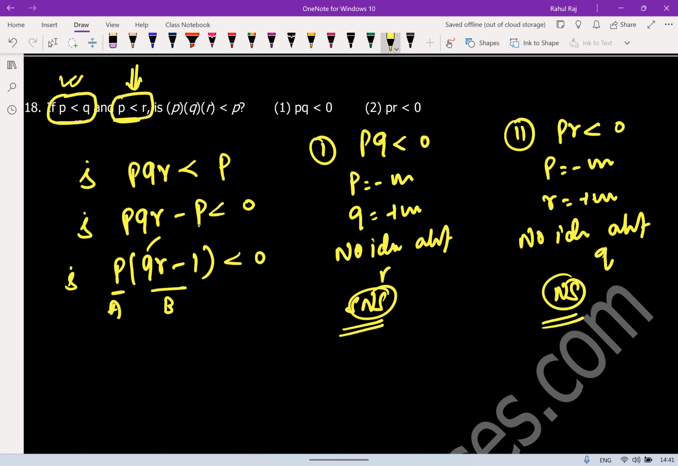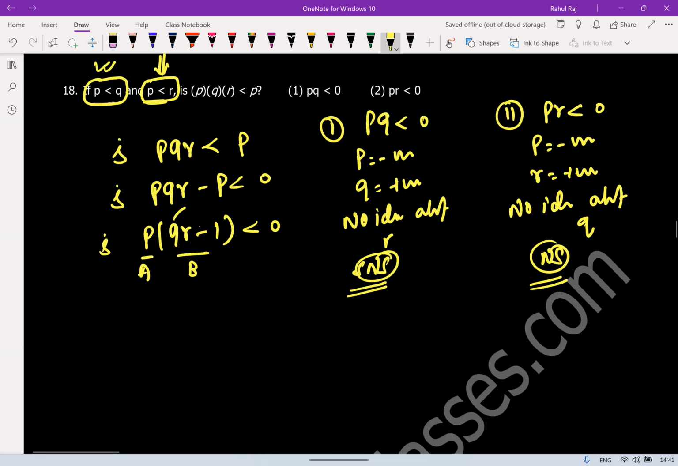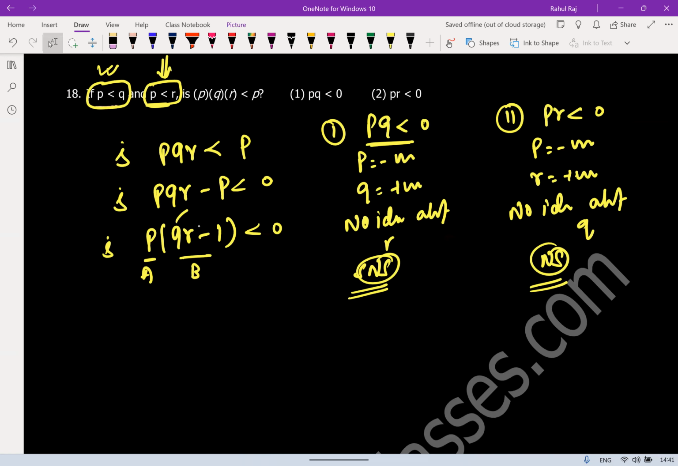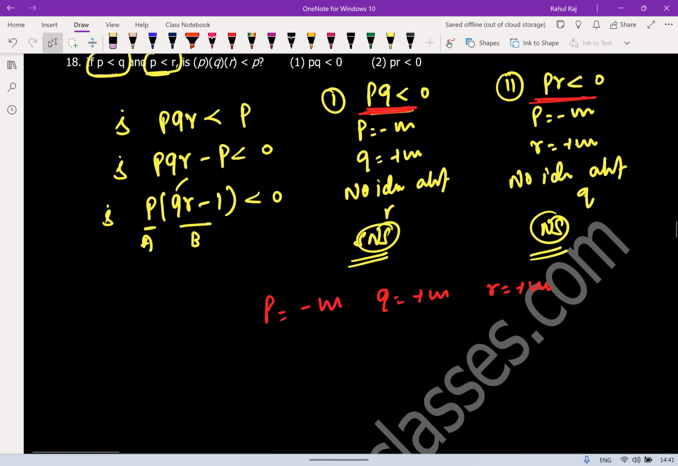Now what I'm trying to do? I'm trying to combine all these statements. So when I combine these two statements, PQ less than 0 and PR less than 0, can I 100% say after combining that P is negative, Q is positive, and R is positive? Anyone has any doubt? No, right? Now P is negative, Q is positive, R is positive. My job is to create a situation where P into QR minus 1 is less than 0 or not. Imagine I have taken P as negative 1, Q as 2, R as 3. For these values, I can say P into QR minus 1 is less than 0, right? You can check it for yourself.